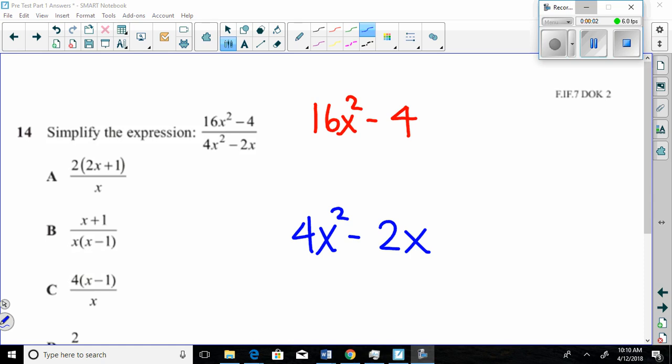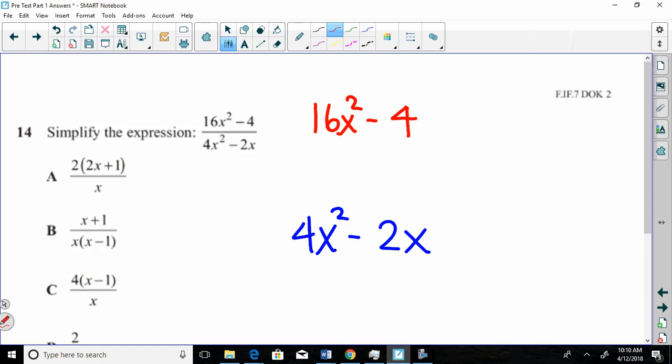All right, so we're starting with number 14. This looks a little bit different, but all you're doing is factoring the numerator and then factoring the denominator. So what number can go into both 16 and 4? 4. I'm going to divide 4 out, and you end up getting 4 on the outside, and 4x squared minus 1.